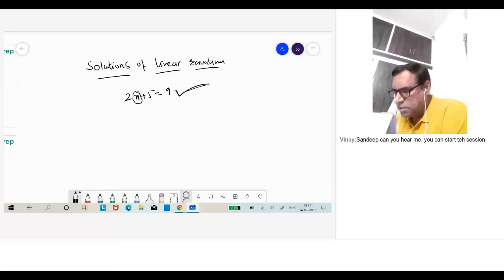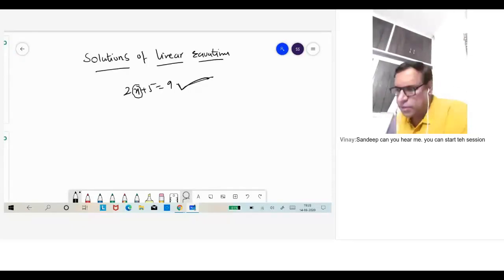Similarly, extending the same concept of the solution of a linear equation in one variable, the value of this variable x in this equation which satisfies this equation is called a solution of this linear equation in one variable. Clearly, x is equal to 2 will satisfy it. You put x is equal to 2 here: 2 twos are 4, 4 plus 5 is 9. Obviously, it will satisfy this equation. Or the other way of solving this is 2x is nothing but 9 minus 5, which is 4. When you divide by 2, x is equal to 2 is the answer there.